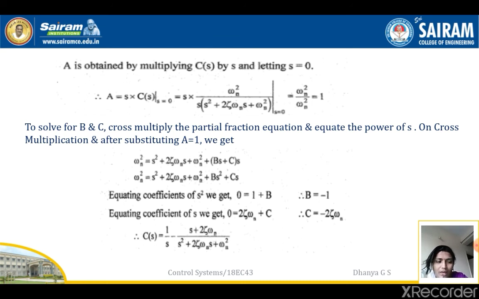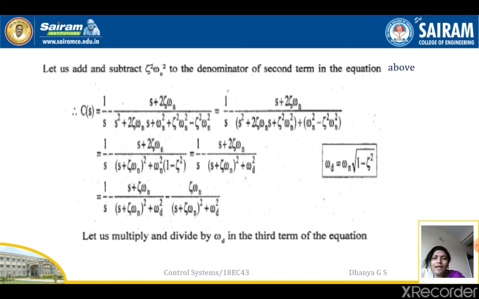So if you know the values of A, B and C, they can be substituted in the equation so that you will get C of s is equal to 1 by s minus s plus 2 zeta omega n divided by s square plus 2 zeta omega ns plus omega n square. Let us add and subtract zeta square omega n square to the denominator of the second term in the above equation. Why are we doing this? You have to find out what omega d is. So you have to add and subtract those terms.